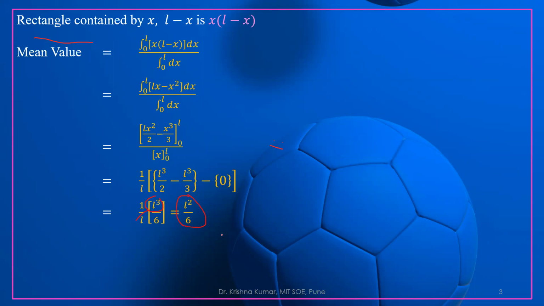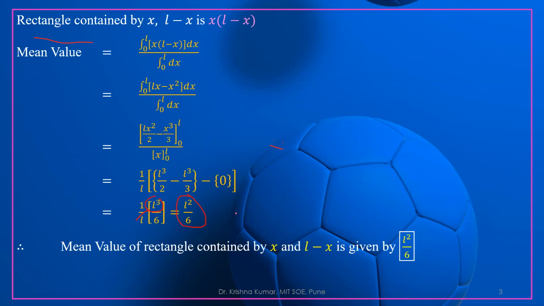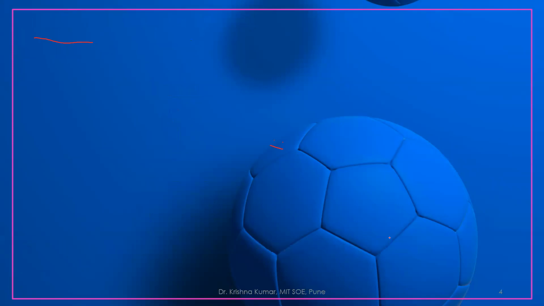So now this is the mean value. Therefore, the mean value of the rectangle contained by x and L minus x is given by L square by 6. So in this manner, you are able to find out the mean value of the given curve. So now this was the first example. Let us take another example.